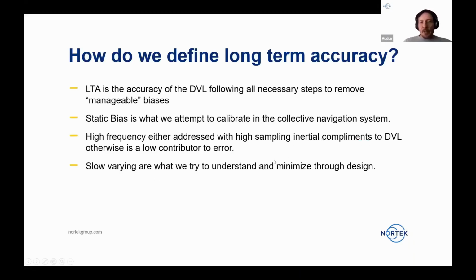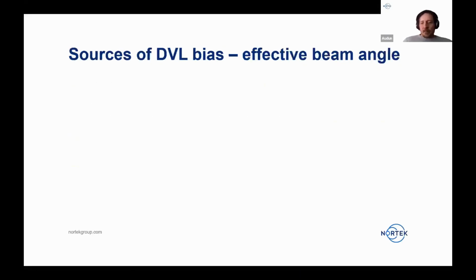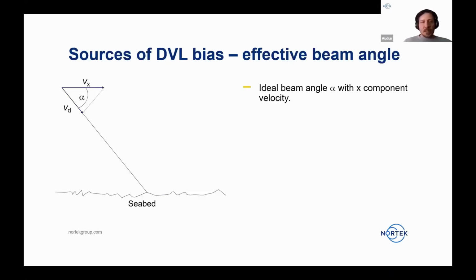So slowly varying biases. Let's try to see where they can come from. And we're going to be focusing on the effective beam angle. That's the one parameter that's interesting. So let's have a look at this really simple figure first.